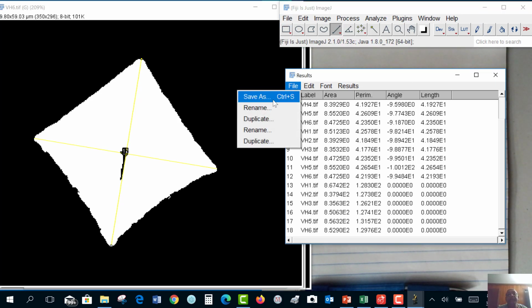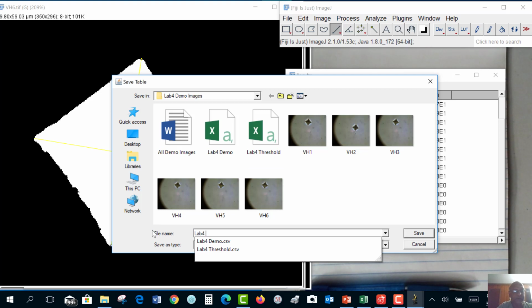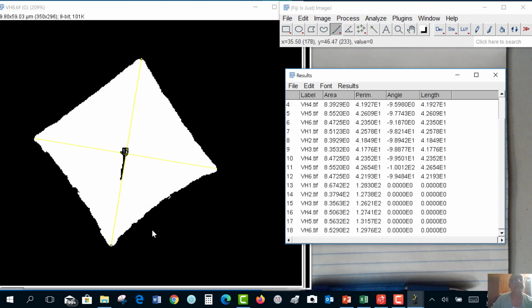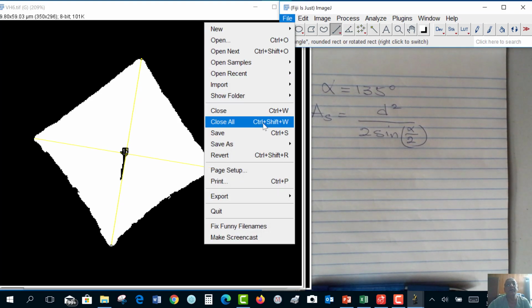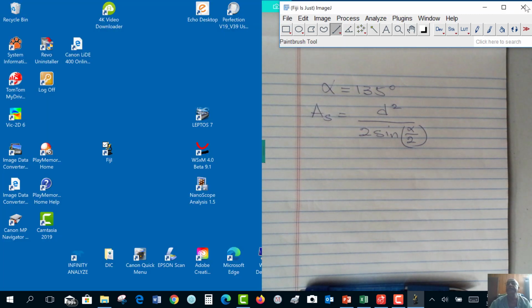So we are going to save as, and let's give it some name, Lab4 demo record. So close this, File, Close All. And of course you can save these images. I've saved them many times, so I don't want to save them anymore.